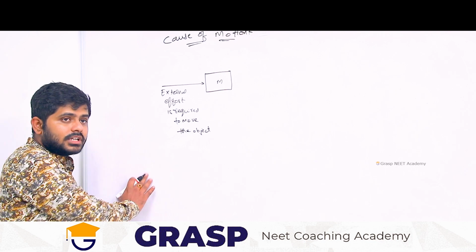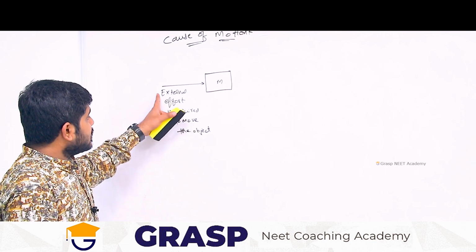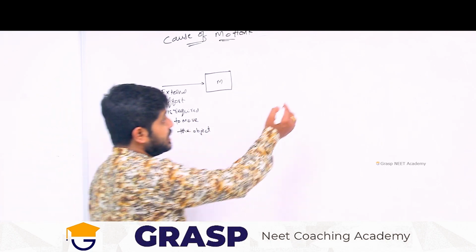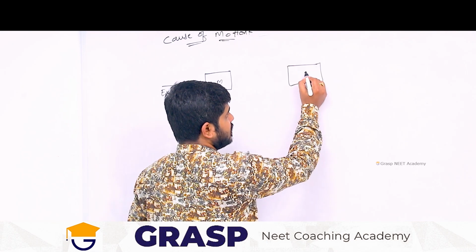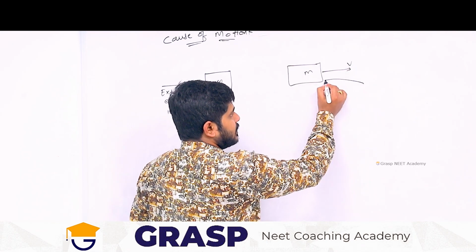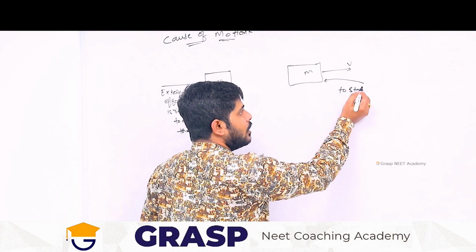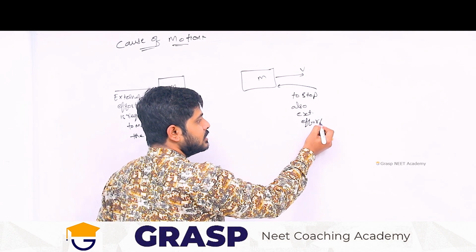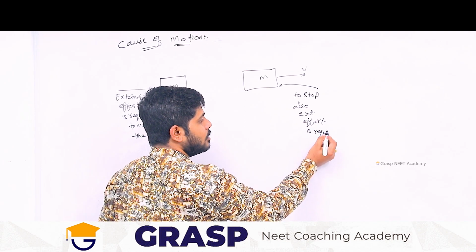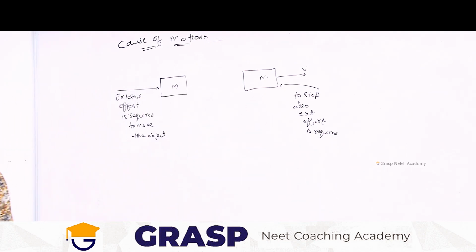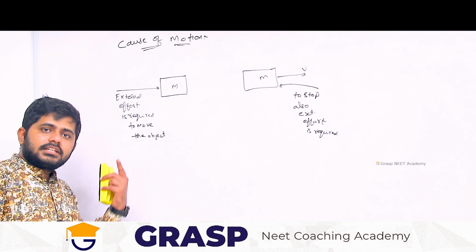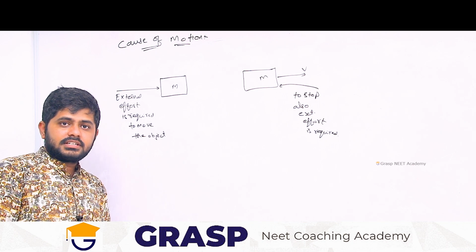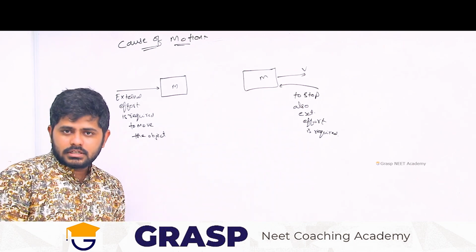Here Newton said that some external effort is required to move the object, and if any object is in motion, external effort is also required to stop it. So in Newton's first law, he said that unless you apply external force, the object can't move if it is at rest, and if it is in motion, the object can't stop.